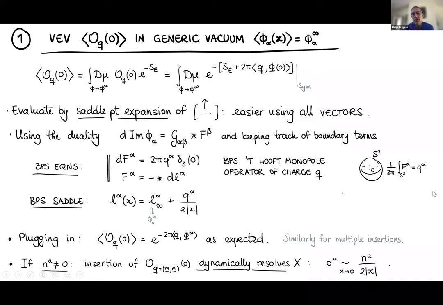Could I ask a question? Yes. About this? So you're taking to look at these saddles, you're taking a large charge limit for all of the Q alphas independently?